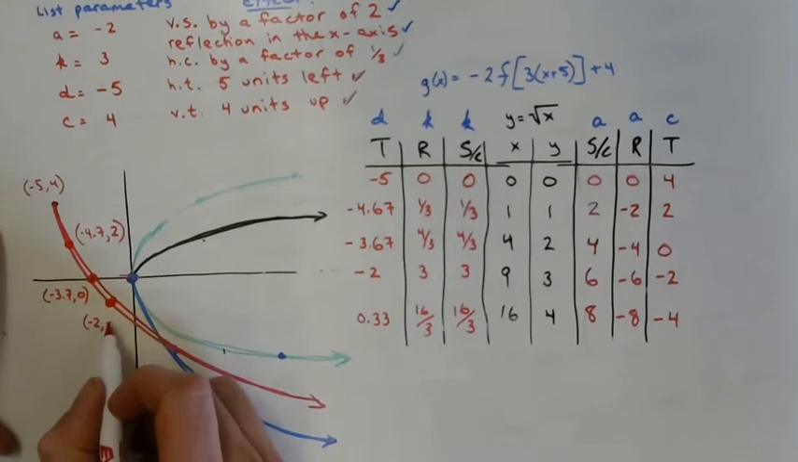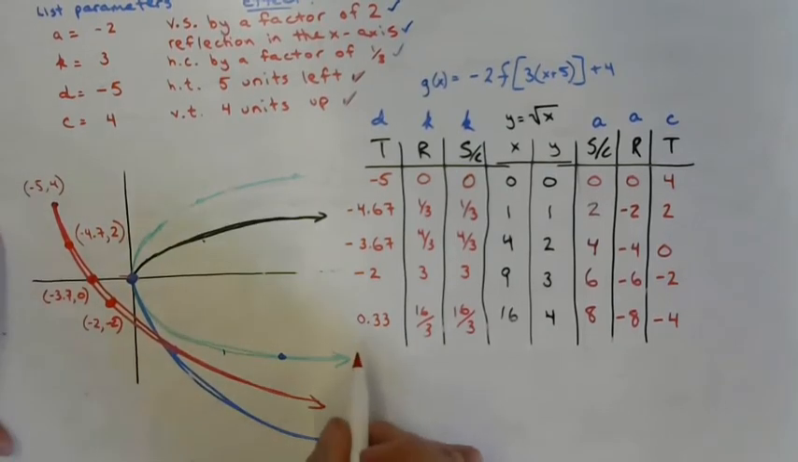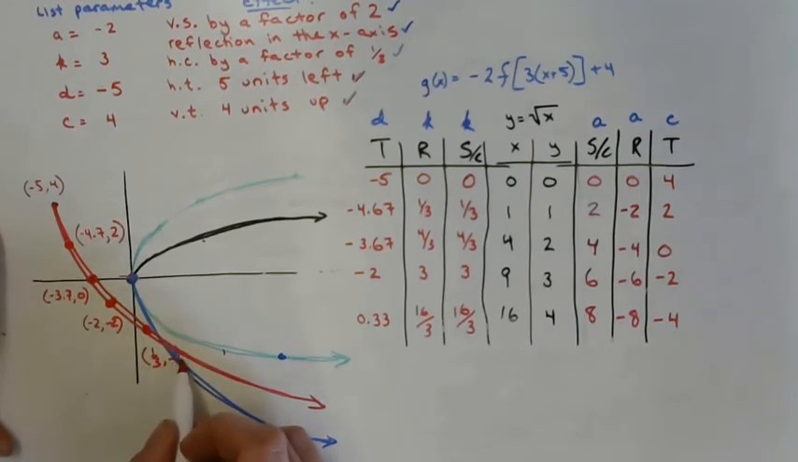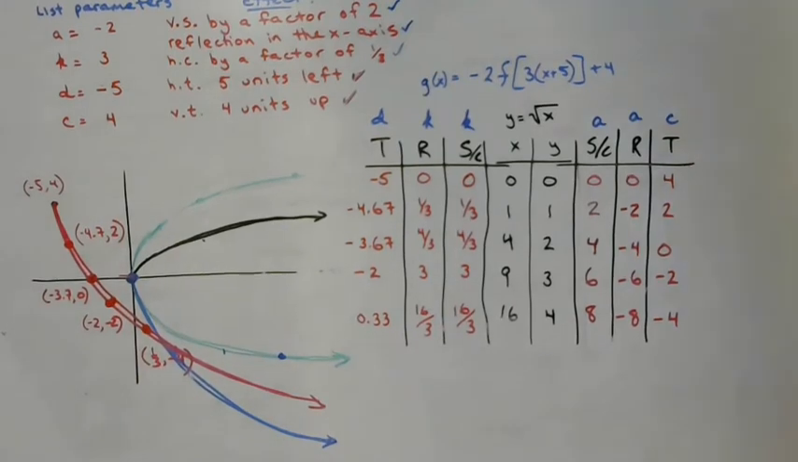Negative 2, negative 2. And then we have positive 1/3, negative 4. That's right here. 1/3, negative 4. Okay? So that's the other way to graph it.